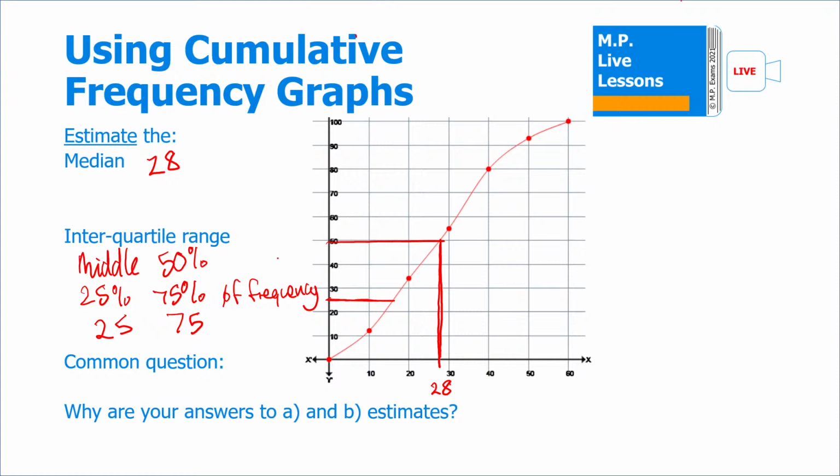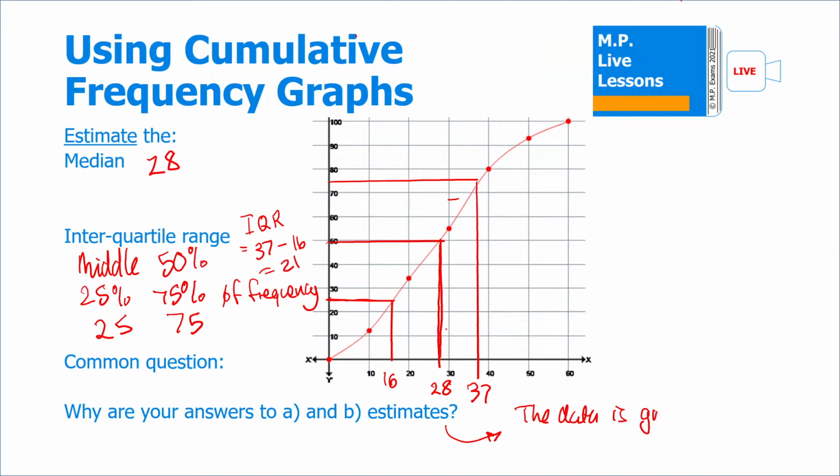Then draw down, and I'd estimate that to be around 16. Then do the same but at 75, then down. And that would be around, let's say, 37. So interquartile range, 37 minus 16, that would be 21. And the reason why this is an estimate is because the data is grouped. We no longer have the exact values.